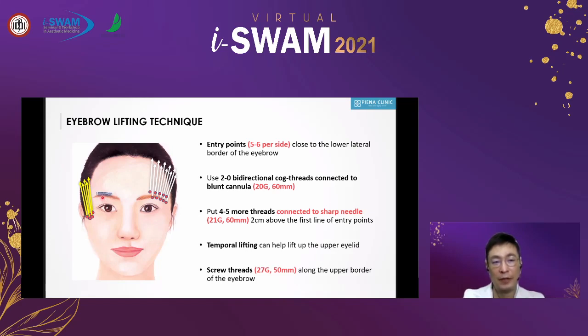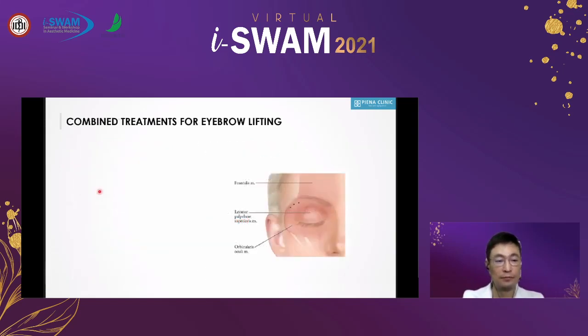And for older patients, usually there is some ptosis on the upper eyelid. So putting coiled monothread 203 just above the eyebrow will make a skin tightening of this area. And then this brow lifting effect will be reinforced by inserting these coiled monothreads.